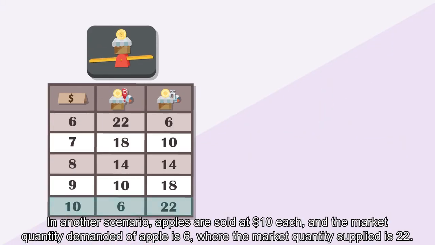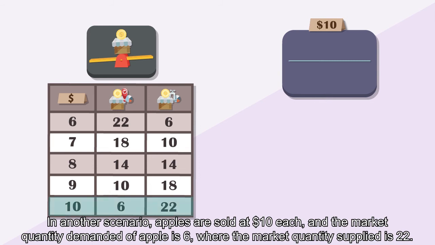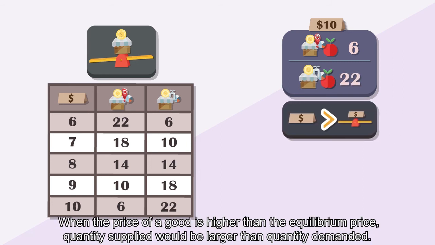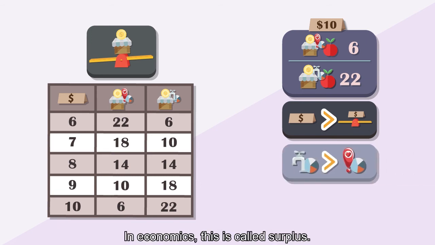In another scenario, apples are sold at $10 each, and the market quantity demanded of apples is 6, where the market quantity supplied is 22. When the price of a good is higher than the equilibrium price, quantity supplied would be larger than quantity demanded. In economics, this is called surplus.